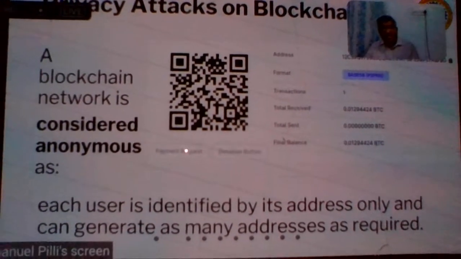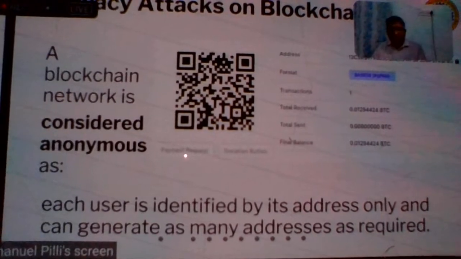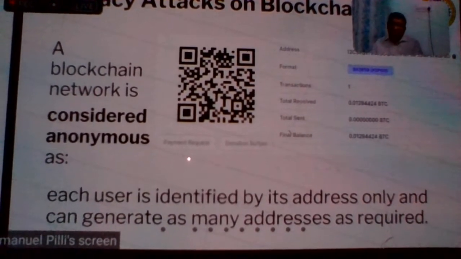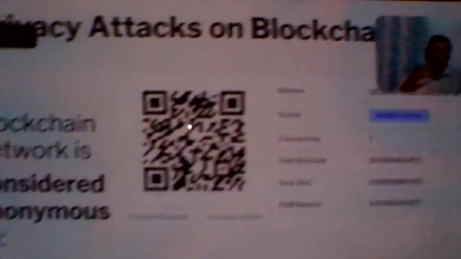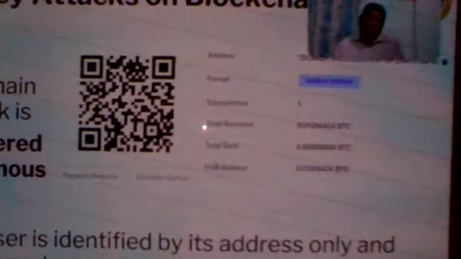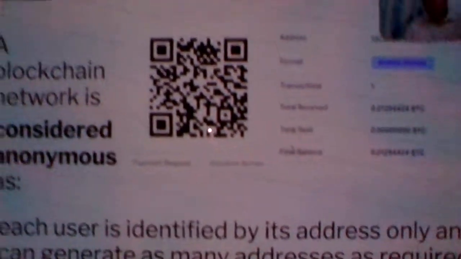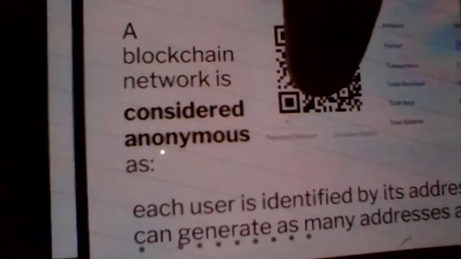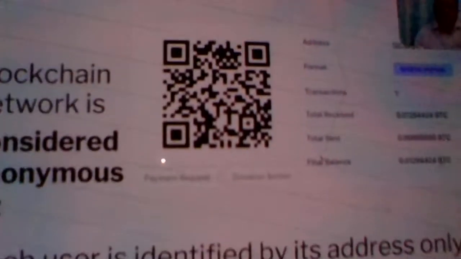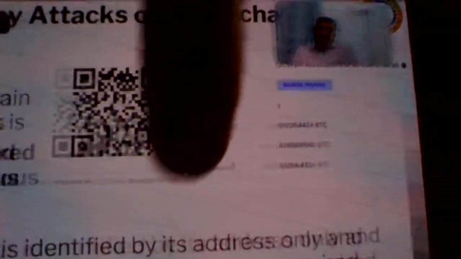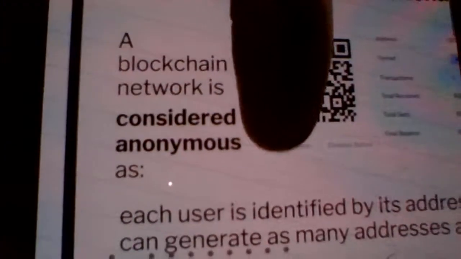Coming to the privacy attack, as we look at, blockchain is considered anonymous because the user is identified by its address only and can generate as many alias addresses as possible, right? You can create multiple alias addresses. In fact, in virtual machines also, once you create a virtual machine, you can create multiple alias addresses, because the hypervisor knows the address. In a similar sense, in blockchain, you can create multiple public addresses, so you can actually hide yourself. They will point to the same wallet, but you can have multiple addresses, right?